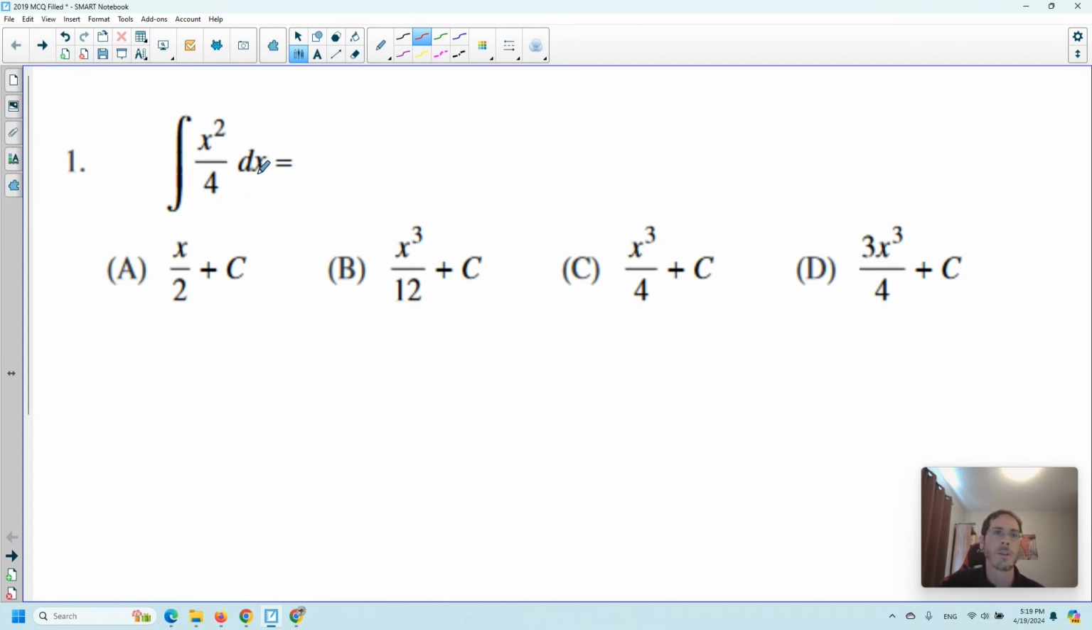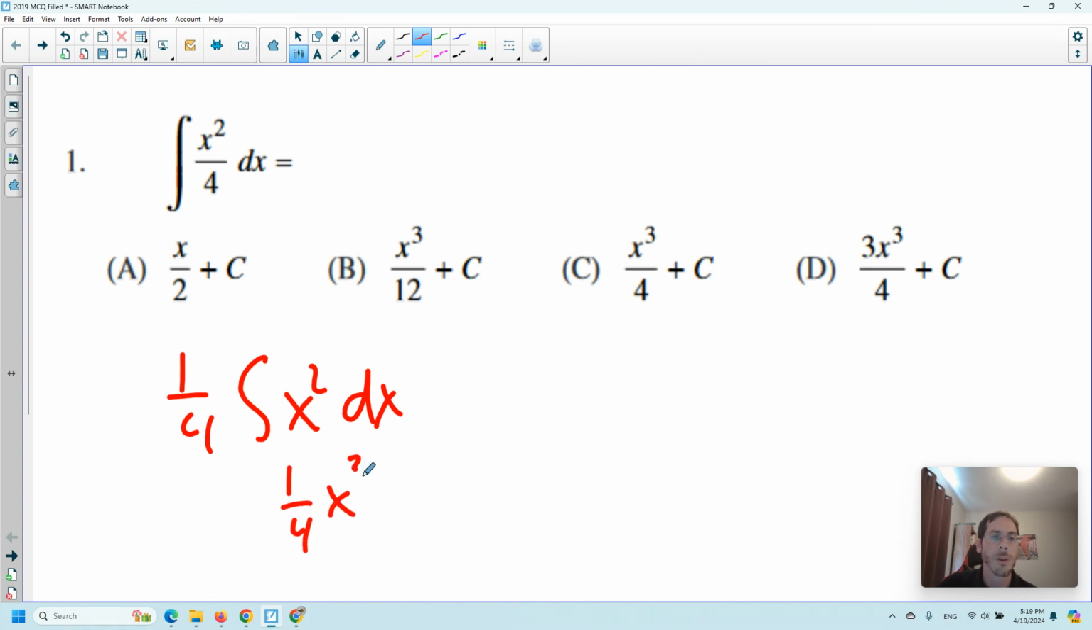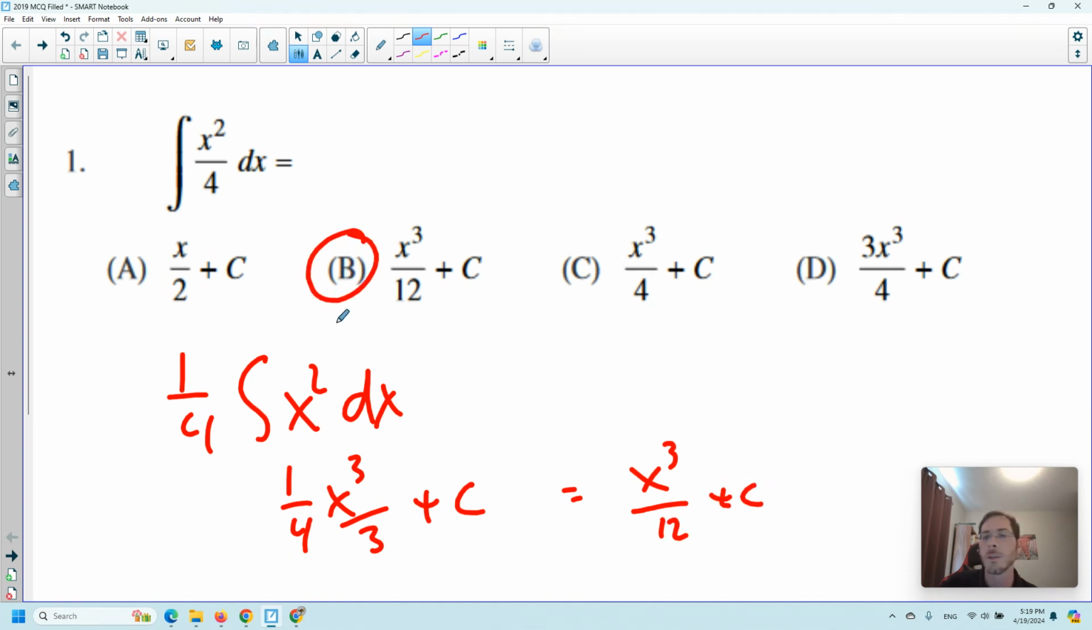Number one, we see we have an integral. Since we're dividing by 4, we can always just take that outside the integral. So we'll have 1/4 times the integral of x squared dx. And at this point, now we get to use the power rule. So power rule means we're going to do 1/4 x to the third over 3 plus c. And then to get the final answer, we just have to do the 1/4 times the divide by 3 to get x to the third over 12 plus c. So that's it for number one.